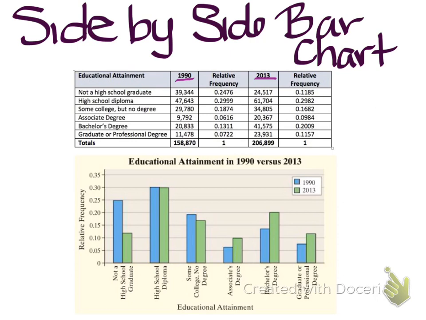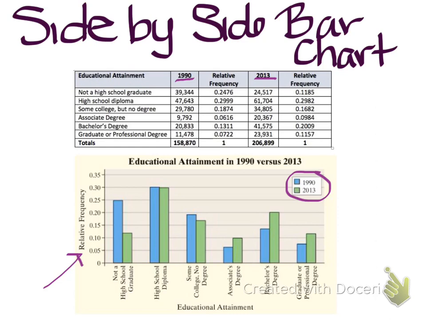If we come down here, we can see on the graph a key that says 1990 is in blue and 2013 is in green. And right here you can see where we have the relative frequency. So instead of the number of people earning those degrees, they've put the relative frequency of people that have earned that degree. Then you have all of the different types of educational attainment, from not a high school graduate all the way up to a graduate or professional degree, which is like a master's or a PhD.